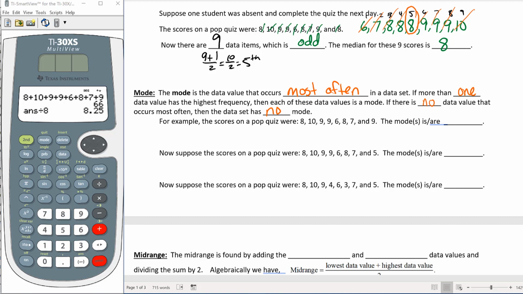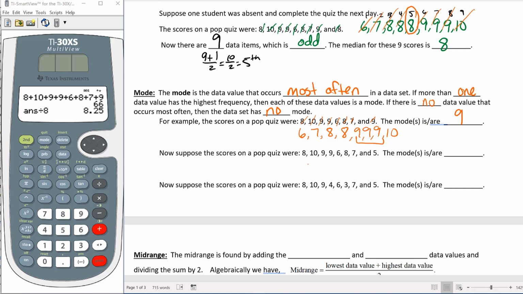For example, let's have these scores again. We have 6, 7, 2 8s, 3 9s, and a 10. Which one occurs most? Well, 9 occurs 3 times, so the mode is 9.